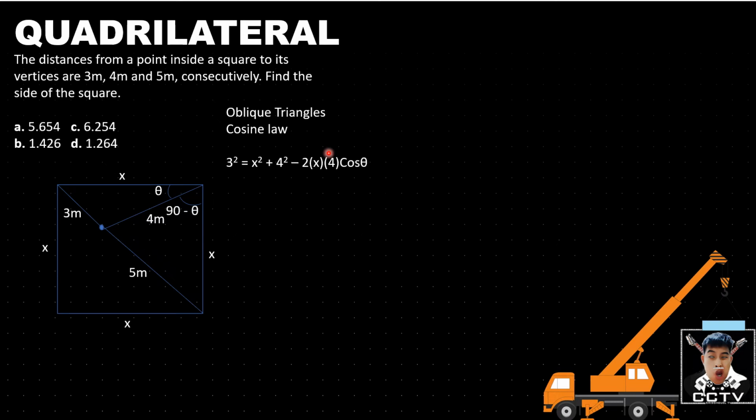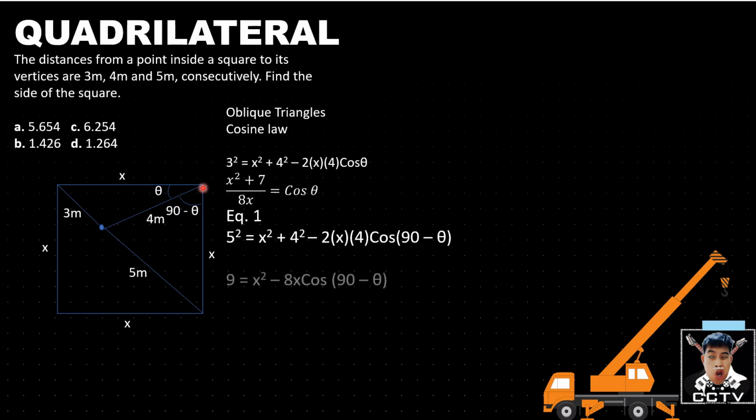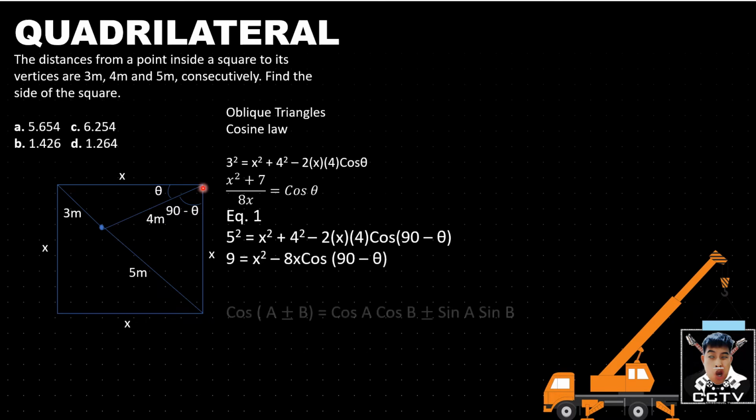Cosine law, I mean. Ang cosine law is 3 squared is equals to itong 3 na to, 3 squared. Of course, ang opposite angle niya is theta. And this one is cosine theta. The two sides is x and 4. And you'll get here an equation 1. Another equation naman tayo. Gagamitin natin tong oblique triangle na to. Sine law lang ulit.